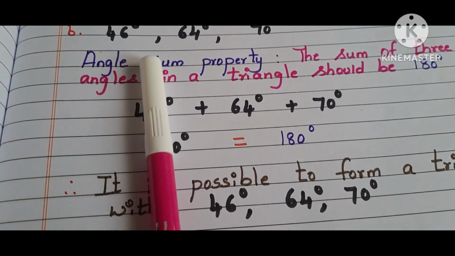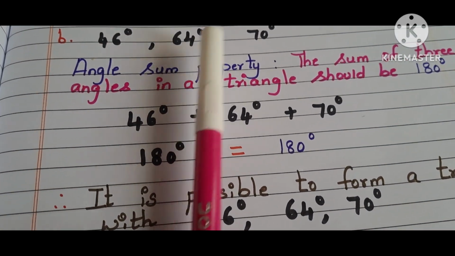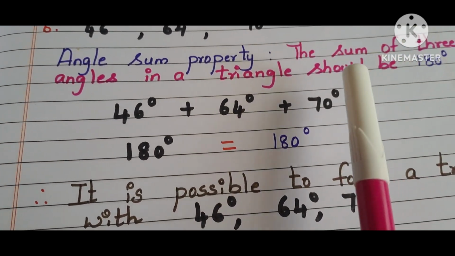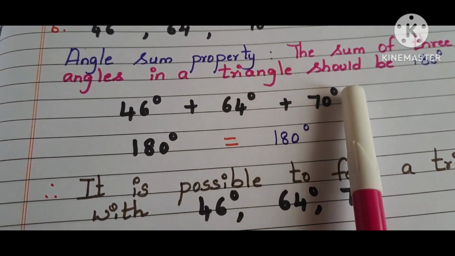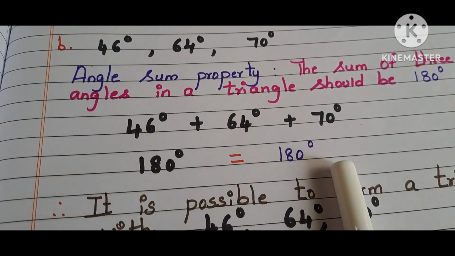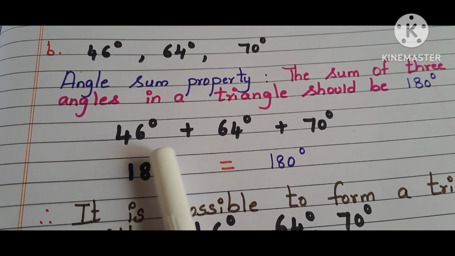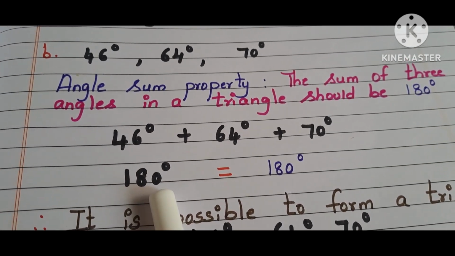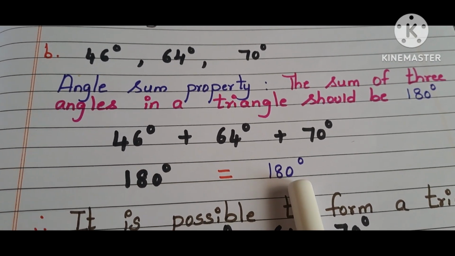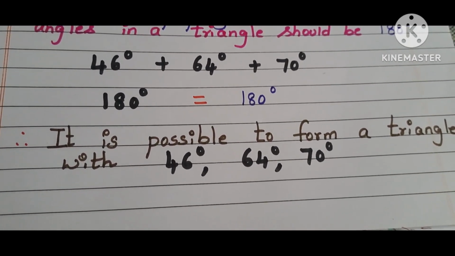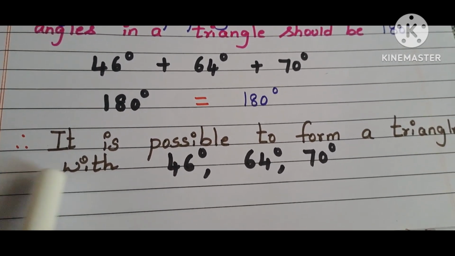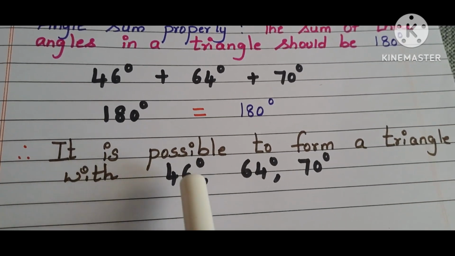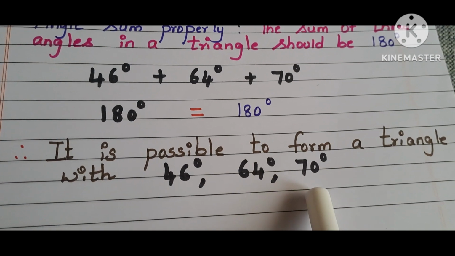Now part B. Here the angles given are 46 degrees, 64 degrees and 70 degrees. Again use the angle sum property. What is that? The sum of three angles in a triangle should be 180 degrees. Take the given angles and add them. 46 plus 64 plus 70 is equal to 180 degrees. So the angle sum property is satisfied. Therefore, we can conclude that it is possible to form a triangle with 46 degrees, 64 degrees and 70 degrees.